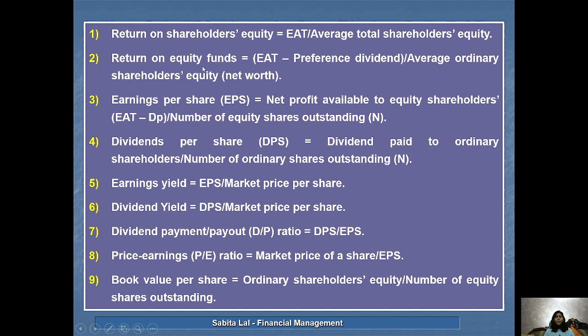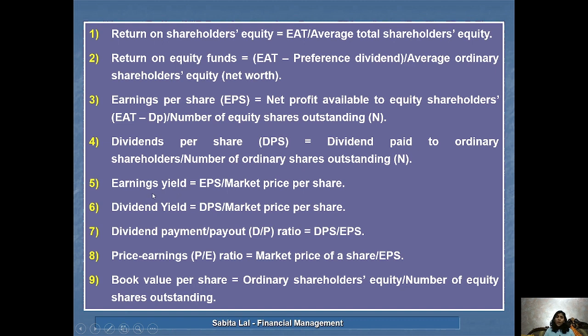These are very important ratios, because when I want to invest in the share market, first I should know the company's EPS and how the company's return on equity is, that is EAT by average total shareholders' equity. If I want to know about the ordinary equity, we already did this earlier, this is a revision: EAT minus preference dividend by average ordinary shareholders' equity. EPS is calculated as net profit or net earnings available to equity shareholders divided by number of equity shares outstanding. Then DPS is the dividend paid divided by number of equity shares.